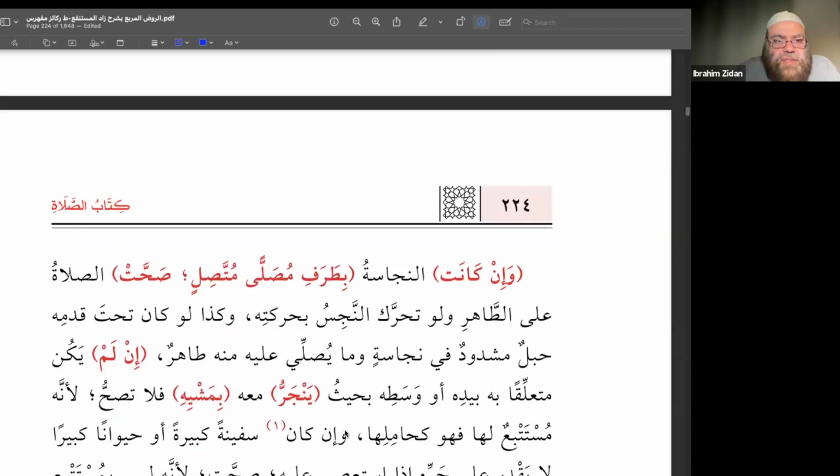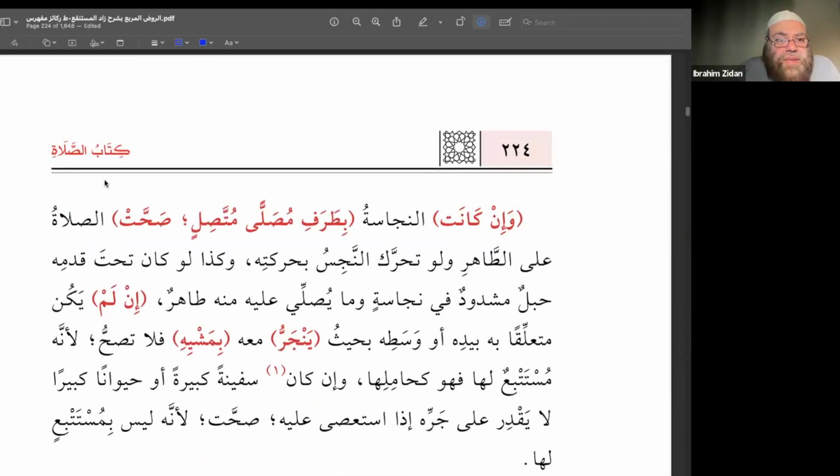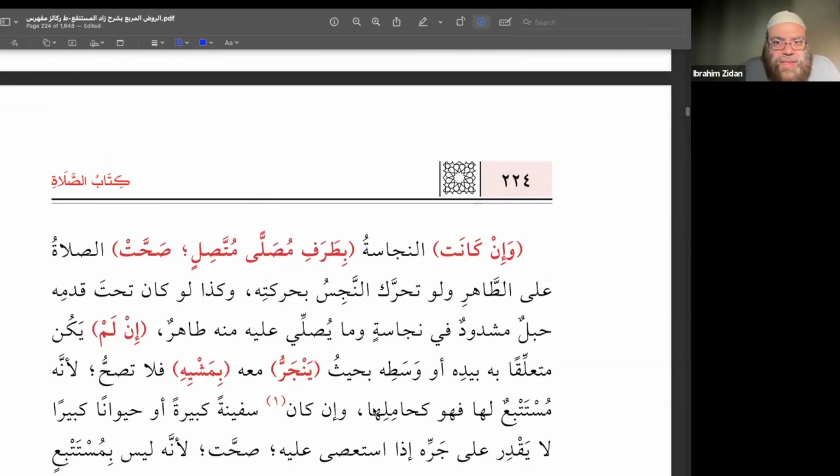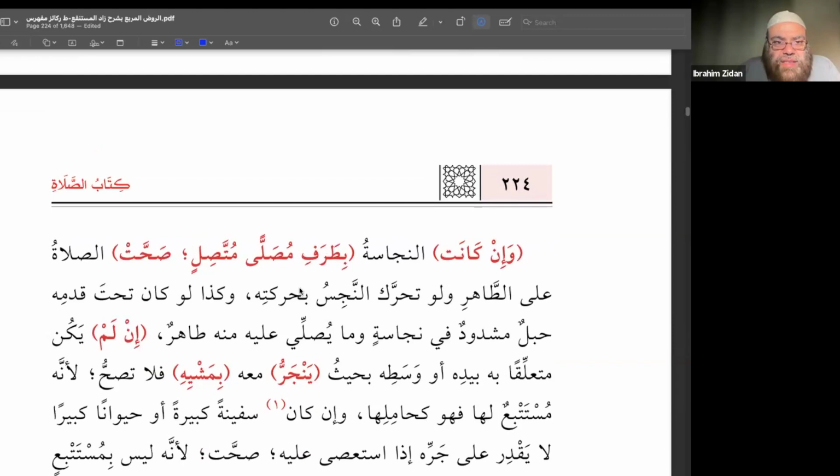I'll read this, inshallah, and see if you understand. طيب, what's the proper way to define, طيب, page 230. I'll read this, inshallah, and see if you understand it. And then we'll take the question at 230, inshallah.